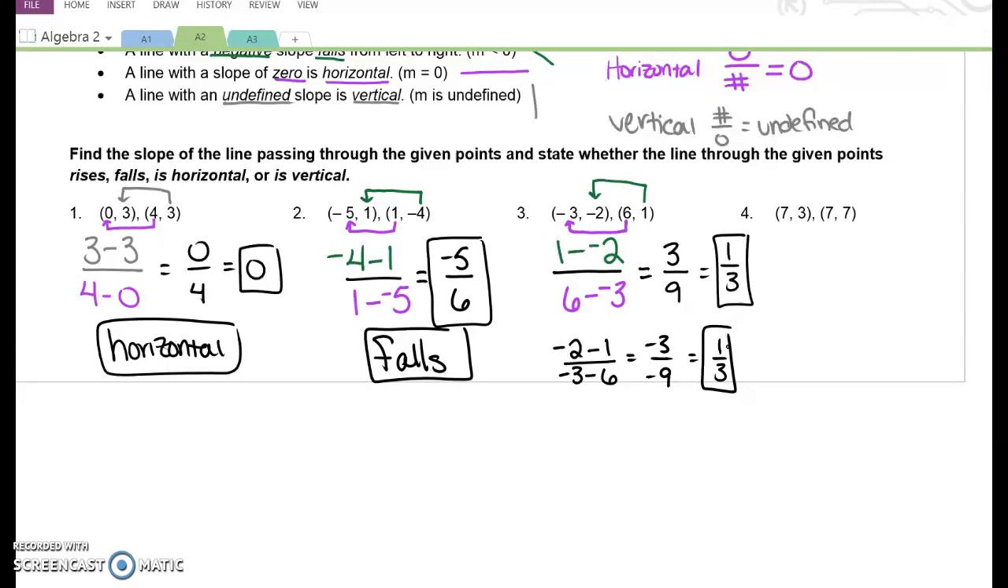Don't do second point minus first point for the y's and then first minus second for the x's. Don't go backwards. That would be bad. All right, so this one is a positive slope, so this one rises.